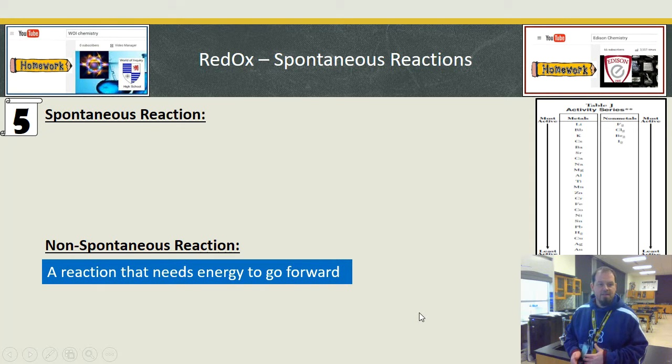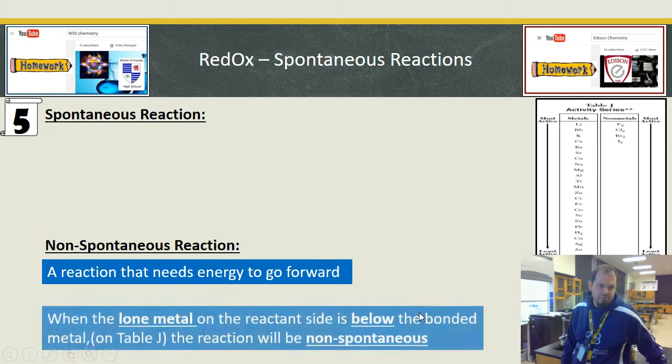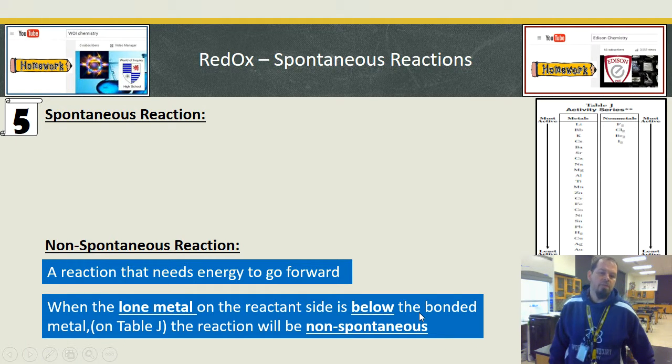A non-spontaneous reaction needs some energy. It doesn't go all by itself. And in this case, the lone metal will be below the bonded metal on table J. And we're going to go through some examples and make sure we know what's what.